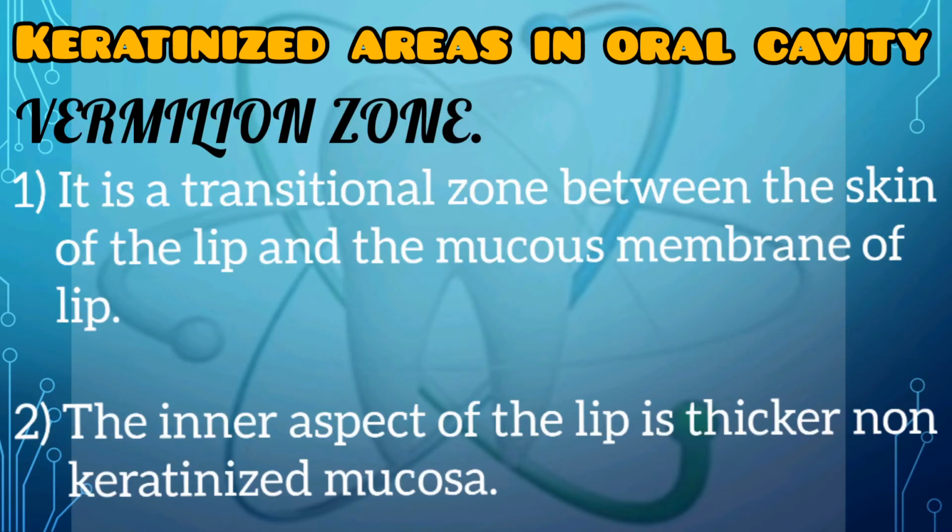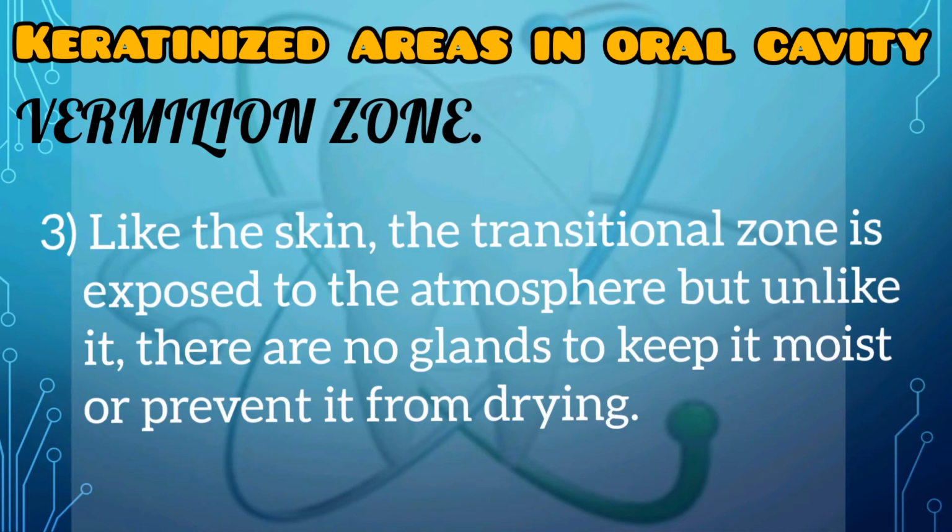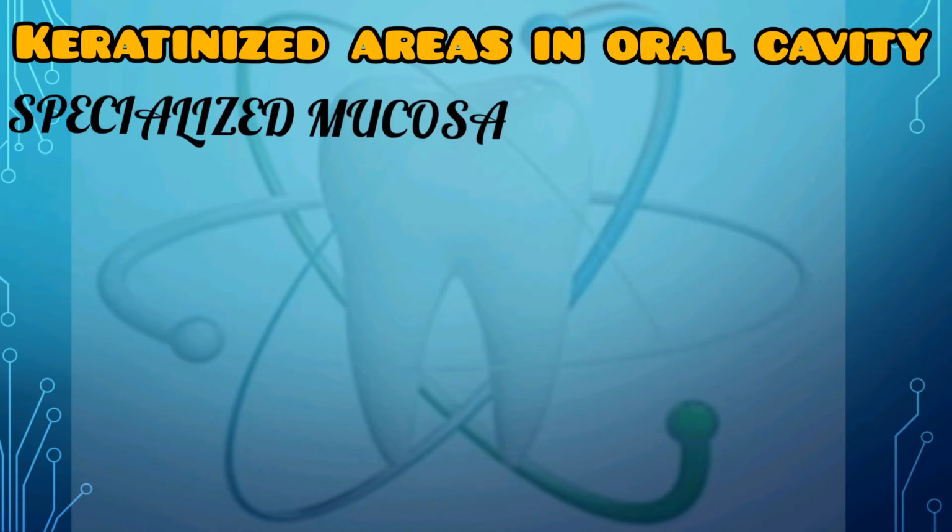The next keratinized area in the oral cavity is the vermilion zone. The vermilion zone is a transitional zone which is present between the skin of the lip and the mucous membrane of the lip. The inner aspect of the lip is thicker non-keratinized labial mucosa. Like the skin, the transitional zone is exposed to the atmosphere, but unlike it, there are no glands to keep it moist or prevent it from drying. Next, we can go into the details of specialized mucosa.